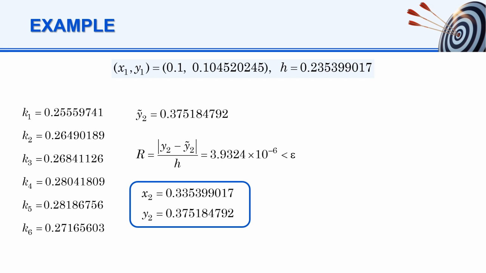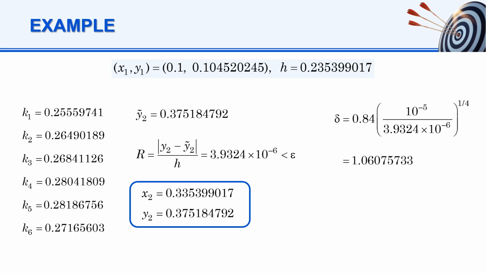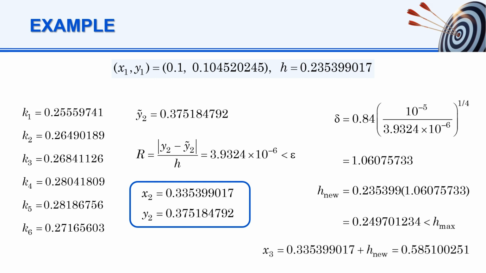We calculate the step size adjustment factor for the next step, which is found to be 1.06757. The new interval size for the next step is calculated to be 0.249,701, which is less than the Hmax value. This means that x2 can be increased by as much as hnew.